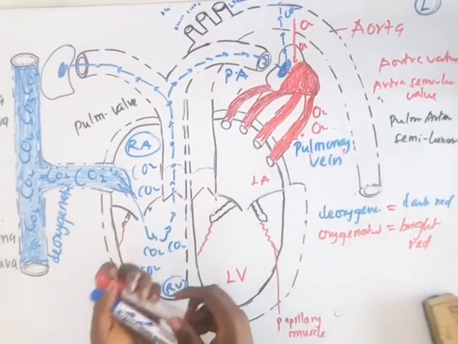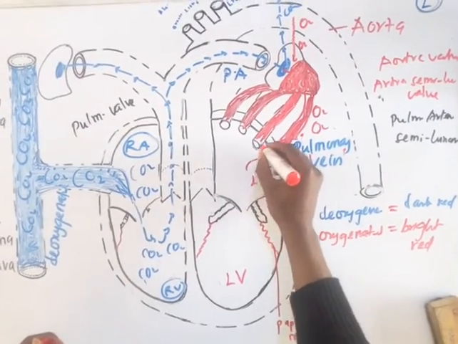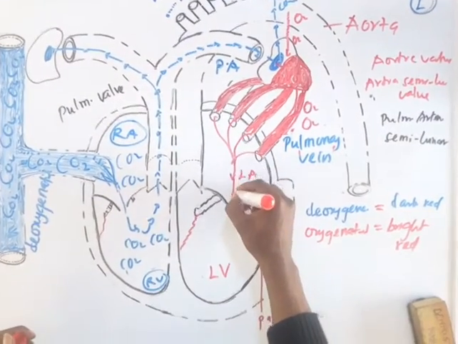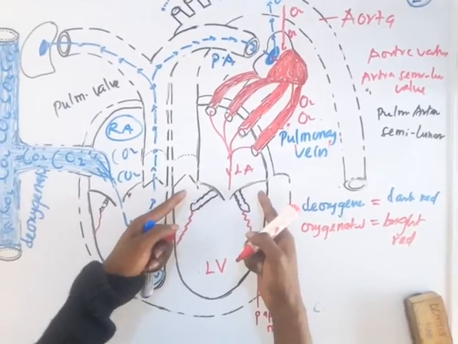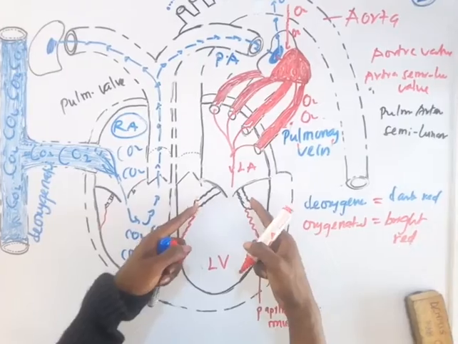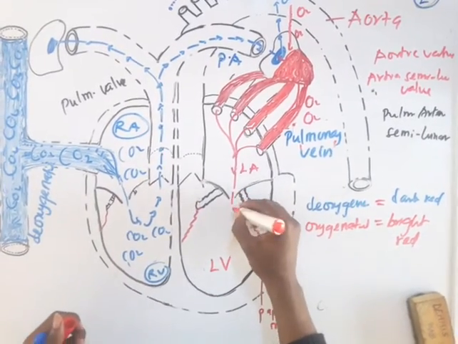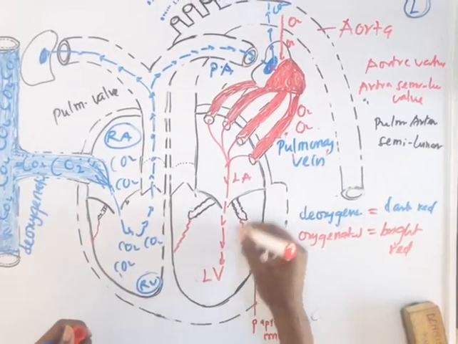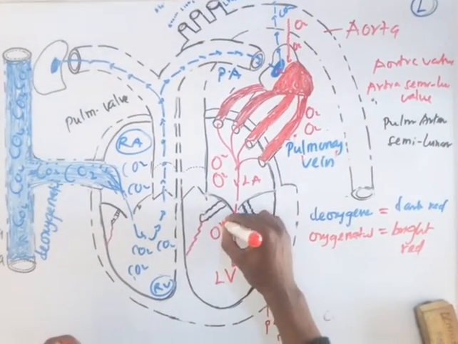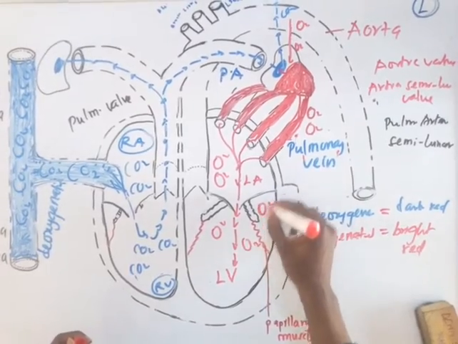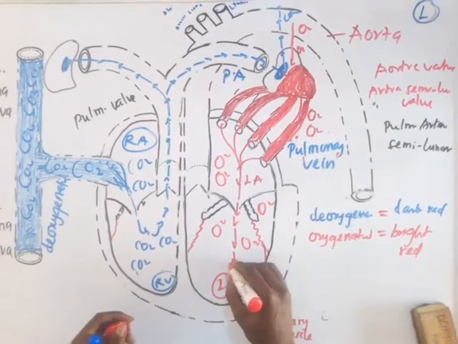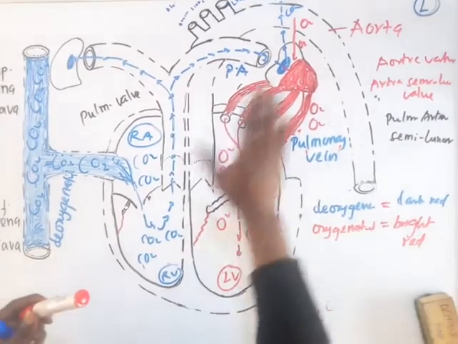Now we are going to the left atrium. And this valve, which valve is this? The left atrioventricular valve, or the mitral valve, or the bicuspid valve. This blood, the O2 blood, is oxygenated blood. It is rich in oxygen. Now to the left ventricle.